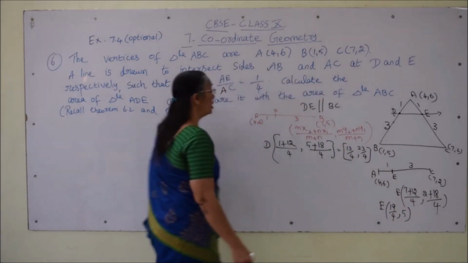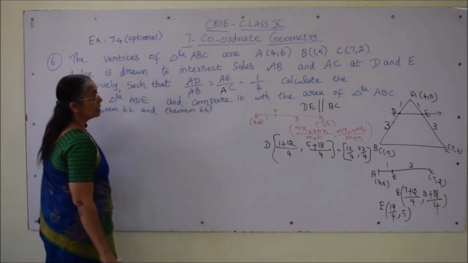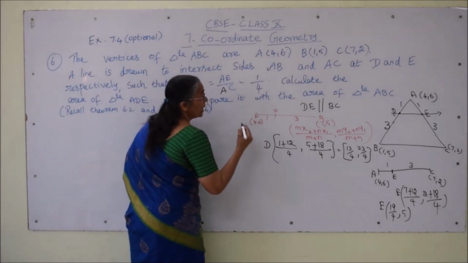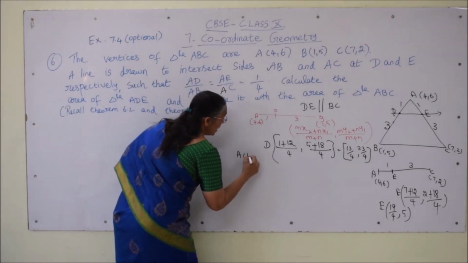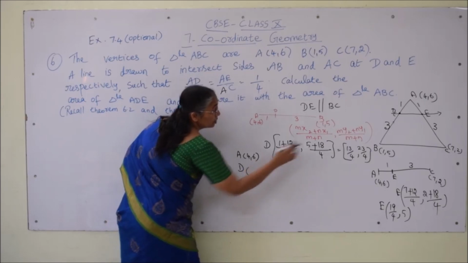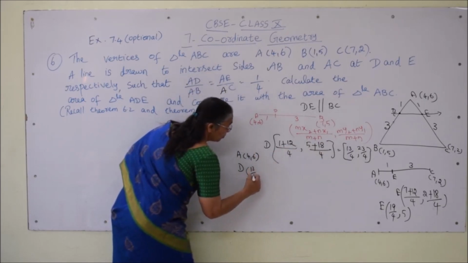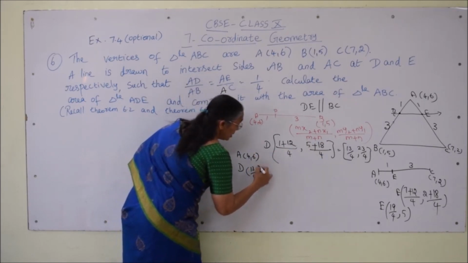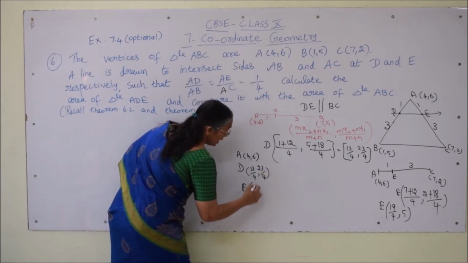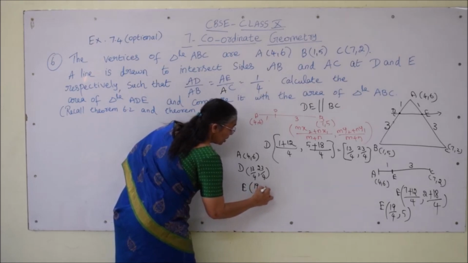So, now we got D vertex and E vertex, where we will find out the area of triangle ADE. A vertex 4, 6, D vertex 13/4, 23/4, E vertex 19/4, 5.